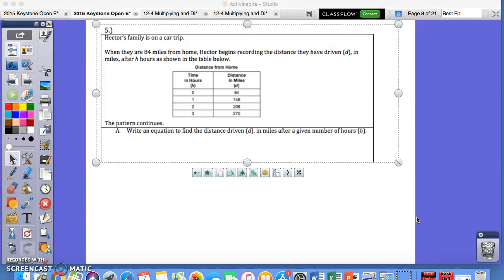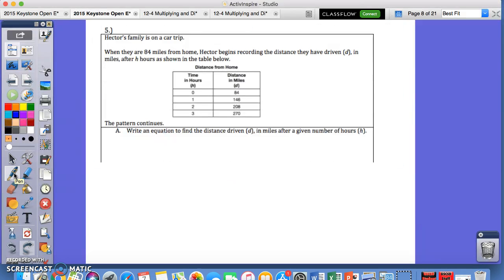Okay, for number 5, Hector's family's on a car trip. When they're 84 miles from home, Hector begins recording the distance they have driven D in miles after H hours as shown in the table. Because D and H are given, you cannot use X and Y. So we have here a bunch of ordered pairs. We're going to write an equation to find the distance in miles.